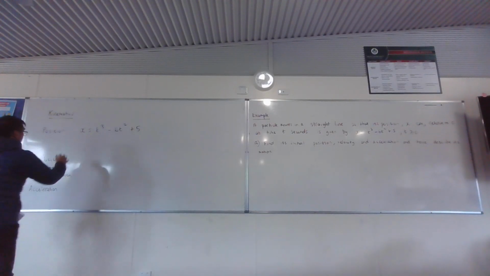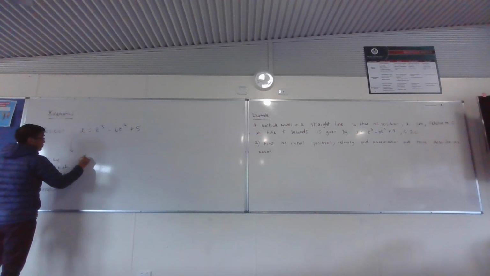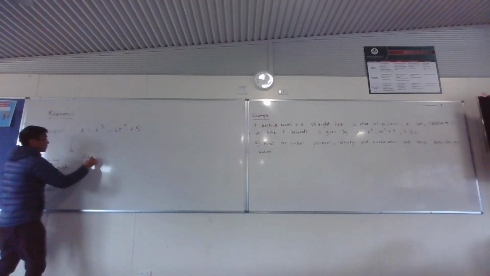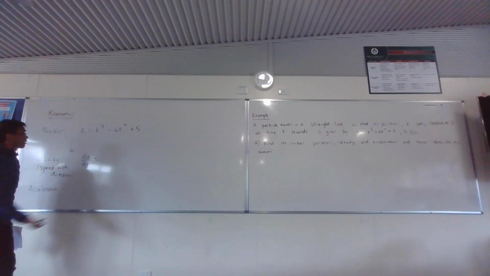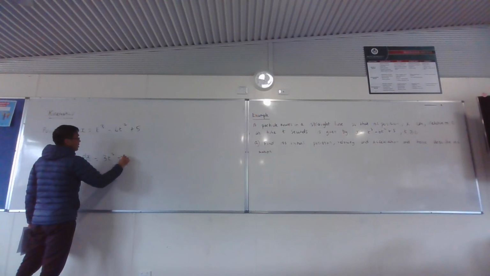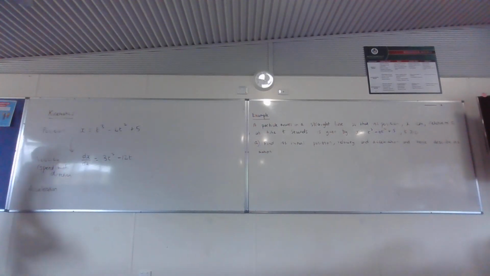Okay. All we need to do is simply derive our position equation. That's all we're doing. Okay, t cubed becomes 3t squared and then minus 12t.